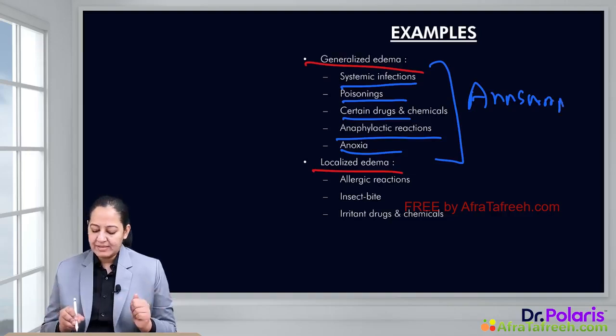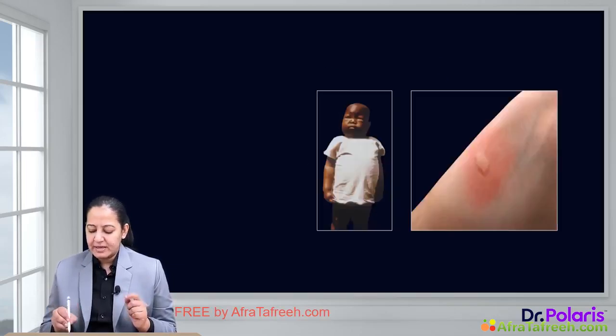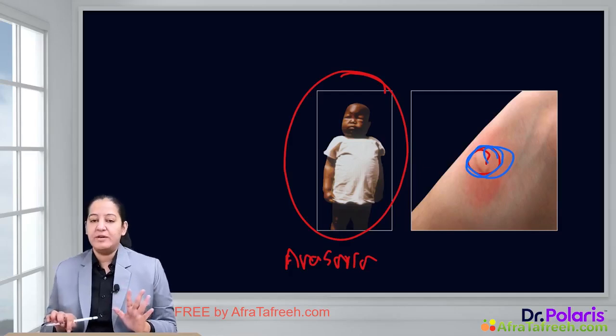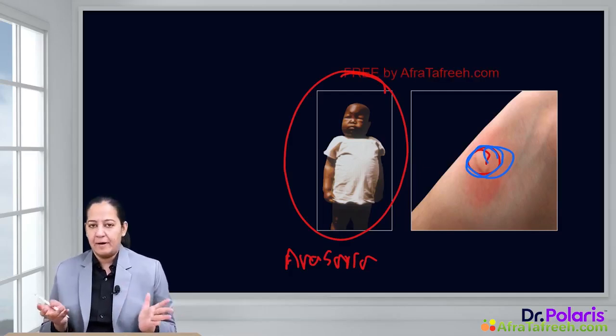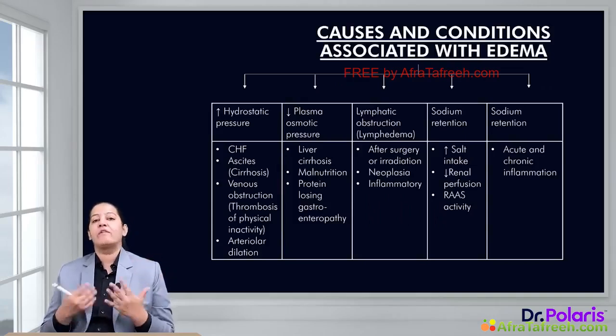Now coming to localized edema, the reason can be allergic, insect bite, some chemical. You can see the mosquito bite, insect bite. So these are the reasons for inflammation, or you can say increased vascular permeability. So we understood the 5 causes of edema along with their examples.